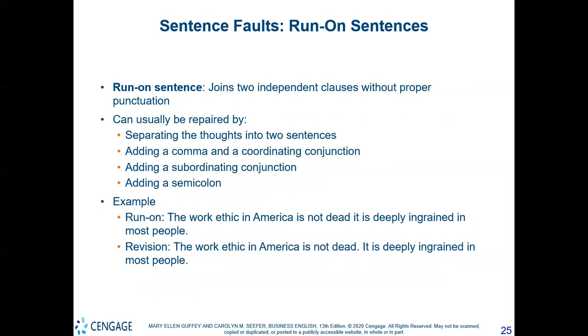Now, this one is the run-on sentences. Many students are guilty of this one. A run-on sentence joins two independent clauses without proper punctuation. It can usually be repaired by separating the thoughts into two sentences, adding a comma and a coordinating conjunction, adding a subordinating conjunction, or adding a semicolon.